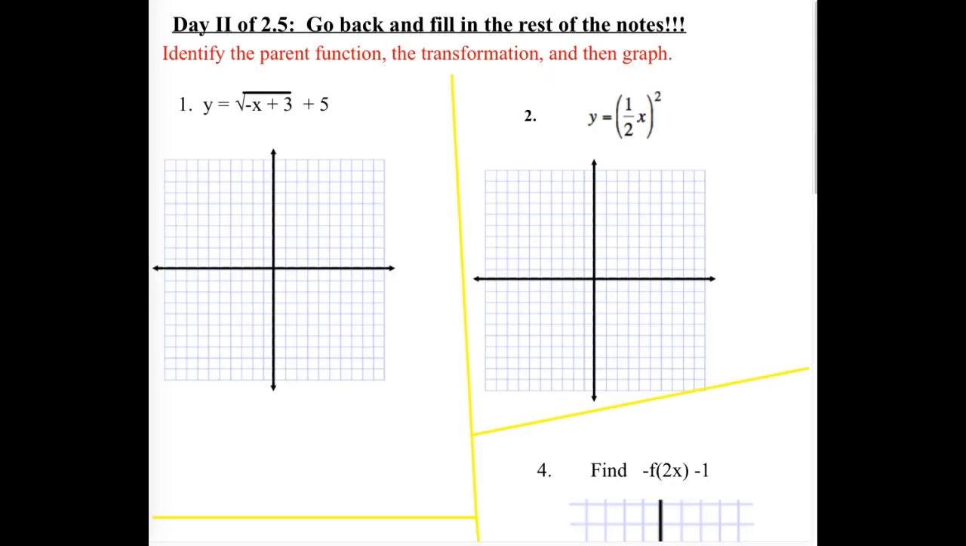All right, so looking at our first example, directions say to identify the parent function, the transformation, and graph it. So when I first look at this, what kind of function are we working with? Think about all those different functions we graphed yesterday. A square root. So we're looking at y equals the square root of x. That is our parent function. Do you remember how we plot points for that?